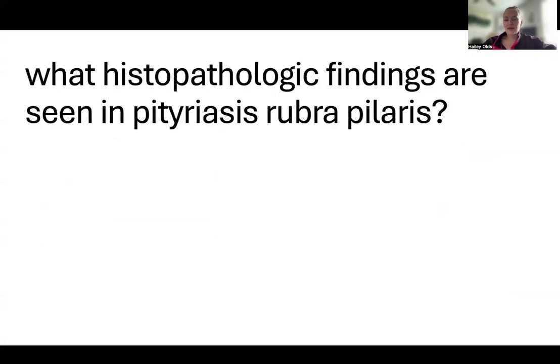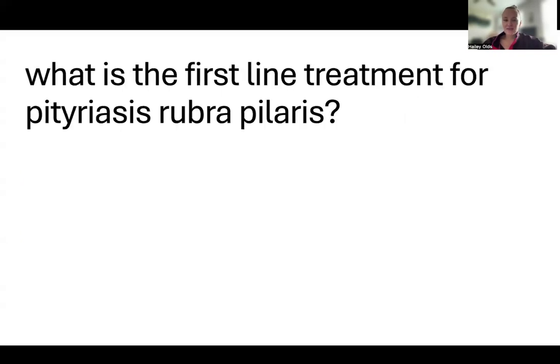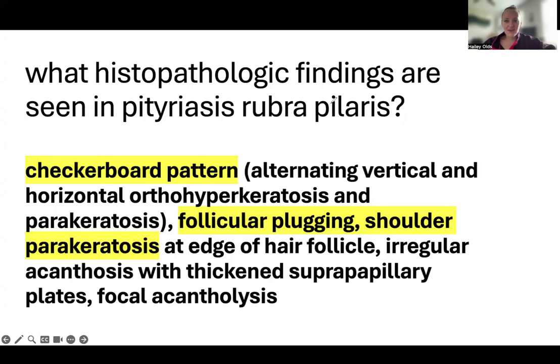Okay, what are the histopath findings in PRP? They're pretty classic, but when you see it in real life, it's confusing. So you see a checkerboard pattern of alternating vertical and horizontal ortho and parakeratosis. You see follicular plugging, you see shoulder parakeratosis at the edge of a hair follicle, and then you see irregular acanthosis. I didn't know if I had a picture, so I'll draw some of these things out. So this is your epidermis, and you have that more irregular type of acanthosis, not like psoriasis.